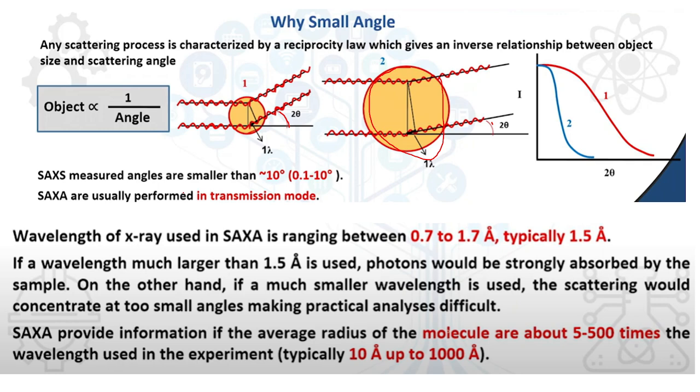Now SAXS provides information if the average radius of the molecule is about 5 to 500 times the wavelength used in the equipment. So that's why we can scan from 1 nanometer to 100 nanometer in SAXS, since the angle is below 5 degrees or below 10 degrees.